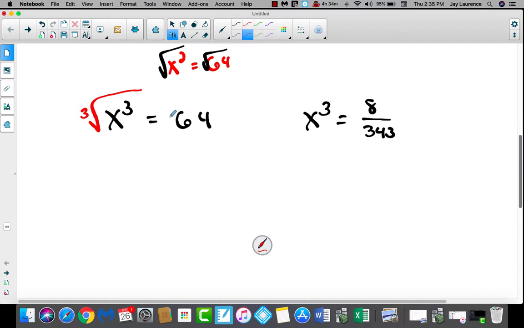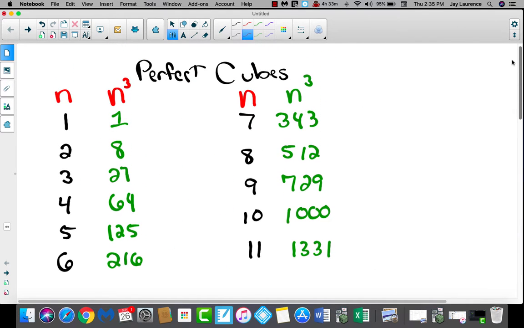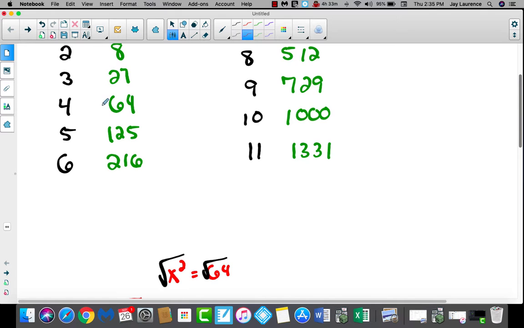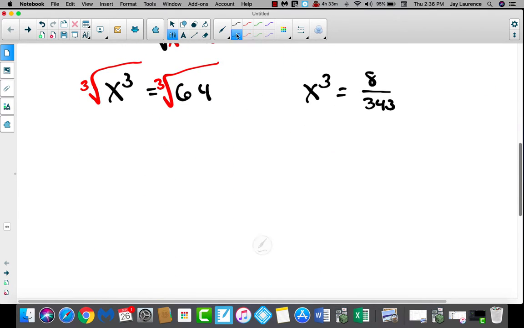So I'm asking myself what number times itself again would get me 64. Well, if I look up here at the perfect cubes, I know it's 4. 4 times 4 times 4 is 64. So here's what happens. The cube root of x cubed is x. Why? Because roots and powers are inverse operations of each other. They cancel out. Cube root of 64 is 4. Why? Because 4 times 4 times 4 is 64.